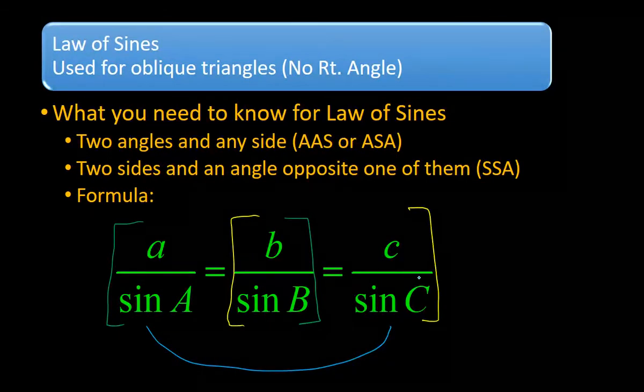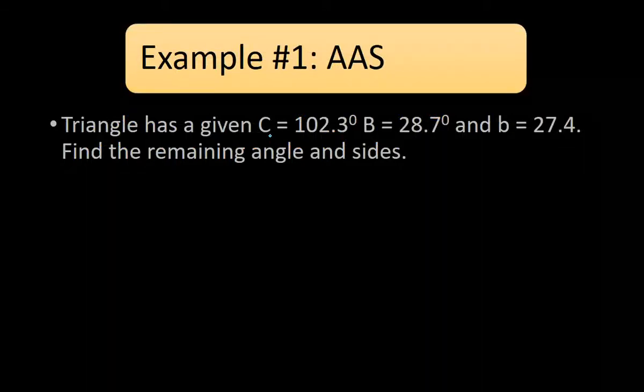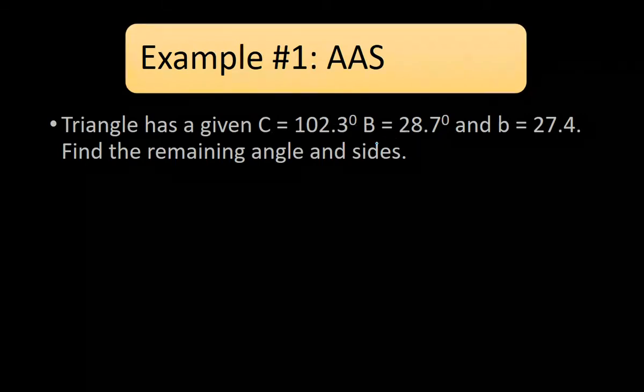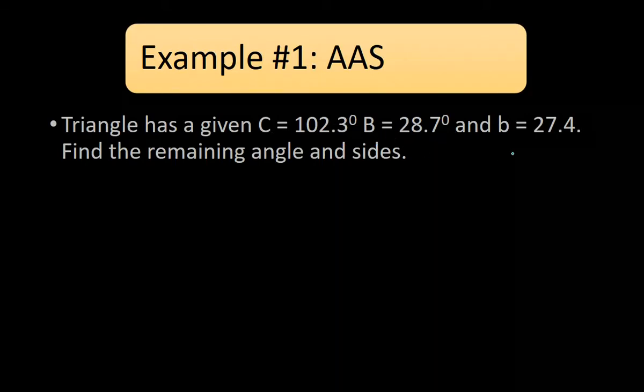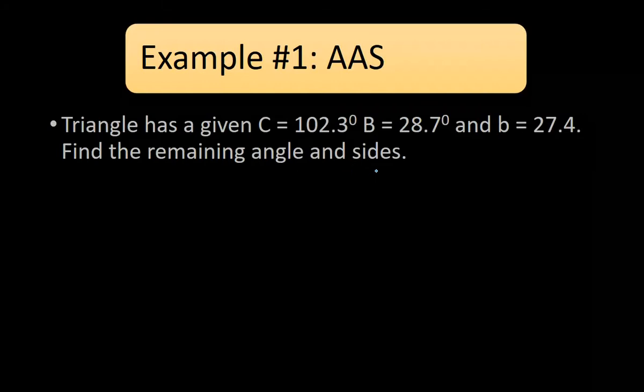So let's dive in here by setting up our first example, the angle-side case. So the triangle given is angle C is 102.3, angle B is 28.7, and little b is 27.4. Find the remaining angles and sides.